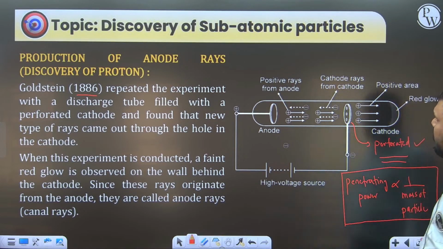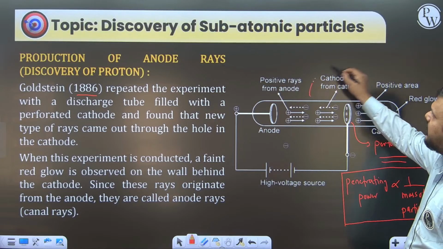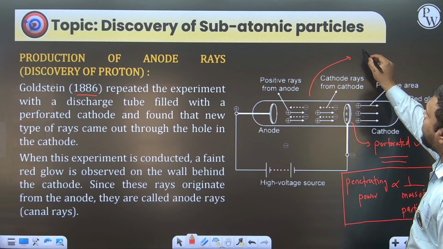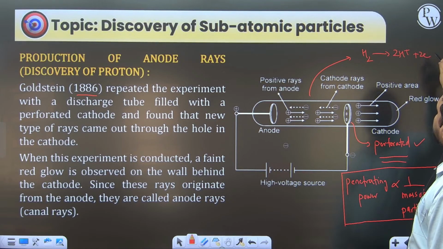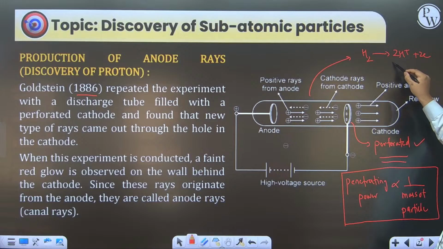So the important thing over here is the same thing is happening in this discharge tube. We are having, suppose, hydrogen gas. We will be getting 2H plus 2 electron. This time, this positively charged H plus, they are our anode rays.